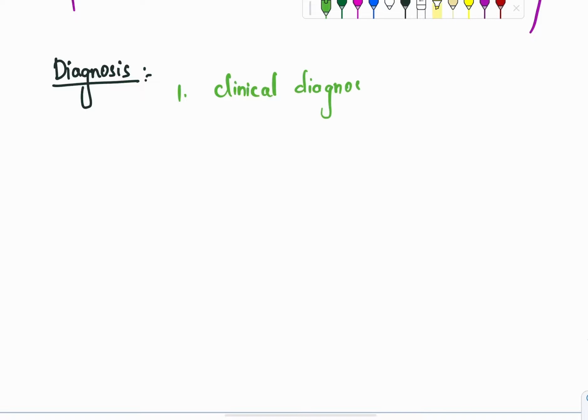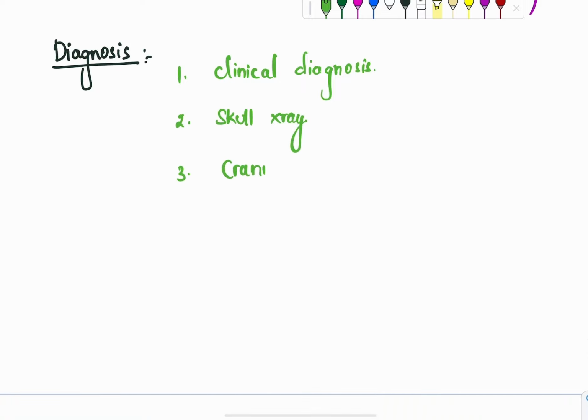The next important thing is how do we diagnose this case? What is the diagnosis? Very simple, guys. You already know the answer by now. By looking at the skull itself, you can diagnose, right? That is called clinical diagnosis. And the second important thing is that you order a skull x-ray. Apart from skull x-ray, the best one would be cranial CT. Cranial CT with 3D reconstruction.